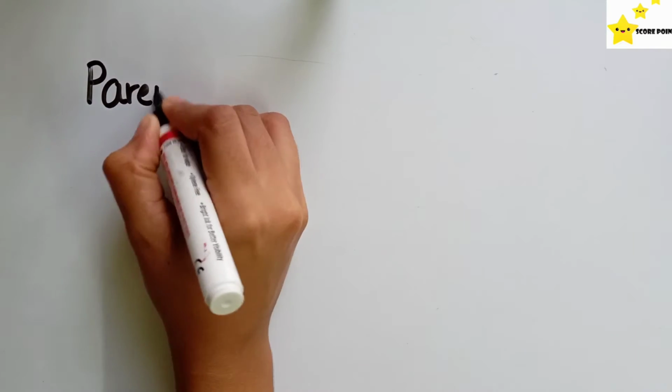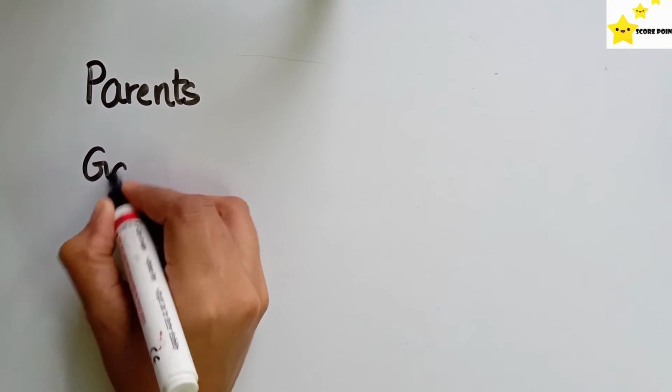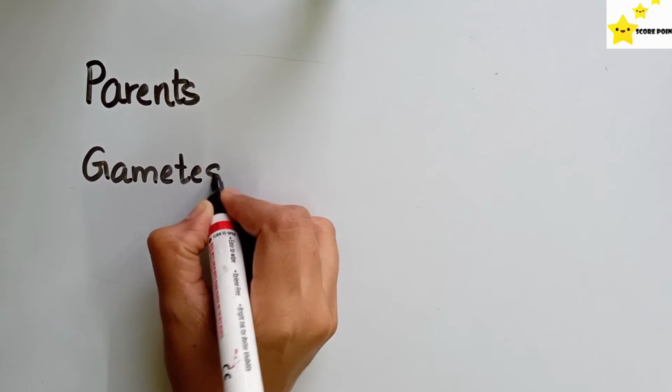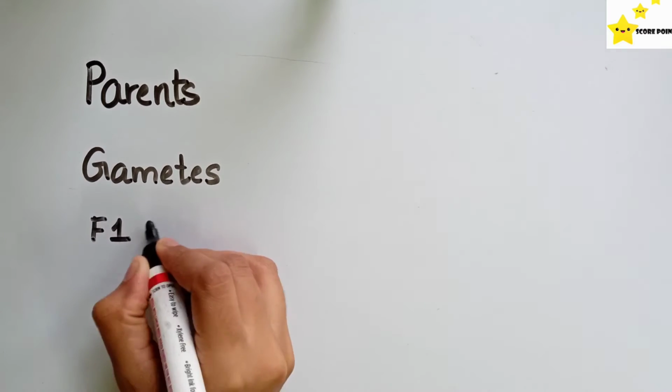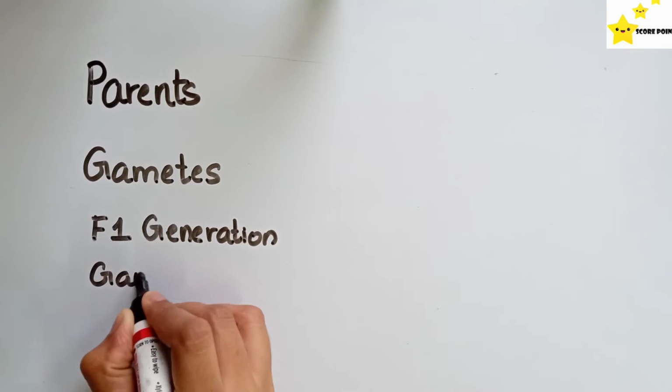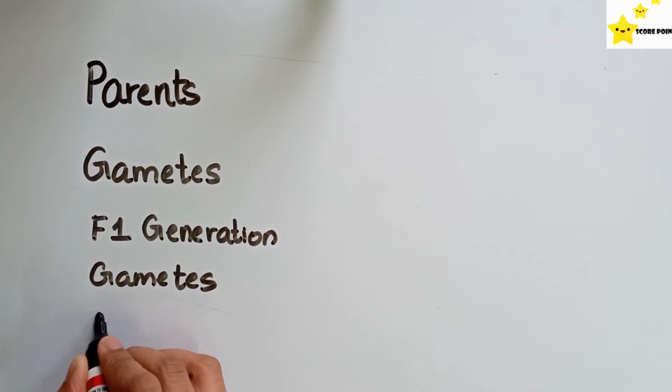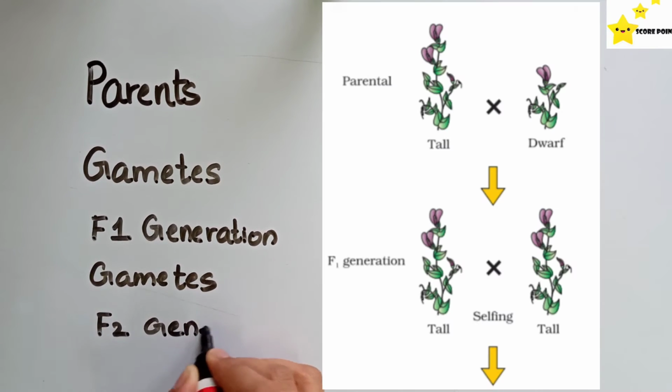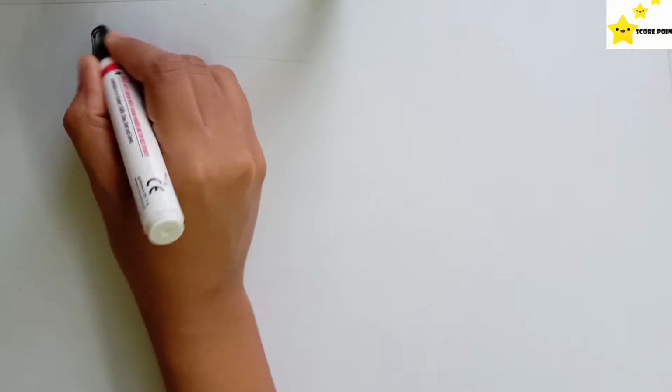Basic things that we write when we do a cross are parents, gametes, F1 generation. Then from there we will get gametes, F2 generation. You'll understand when we do a cross. So these are the basic things that you should remember.